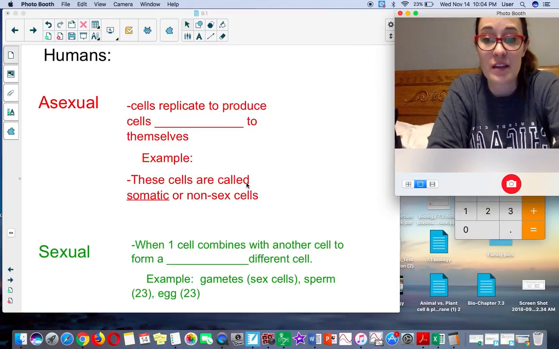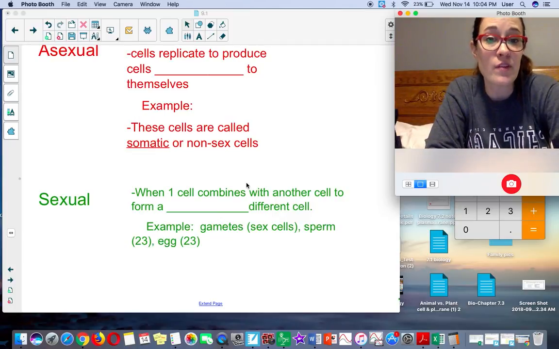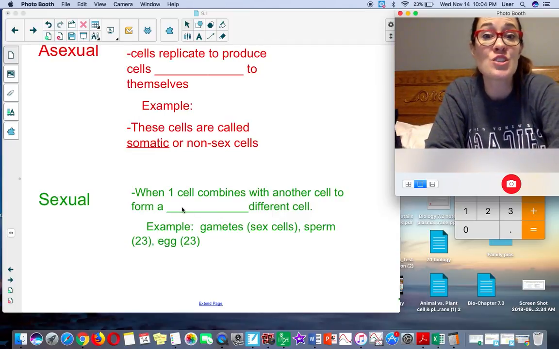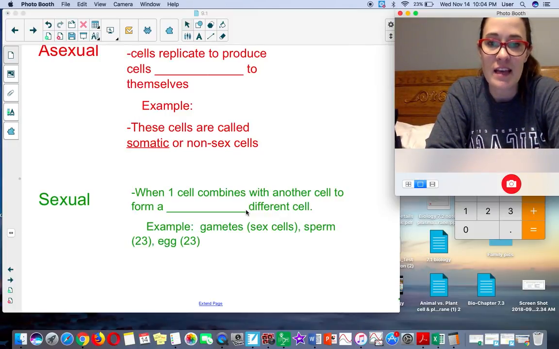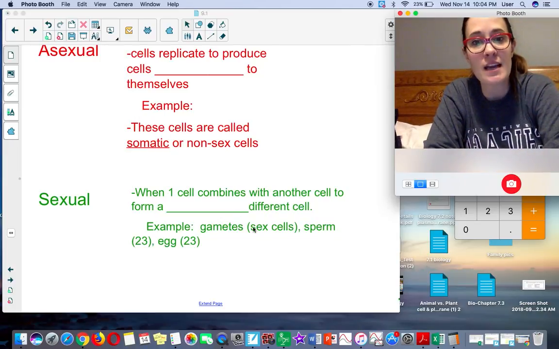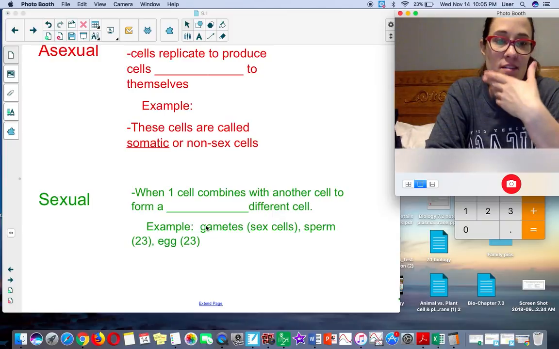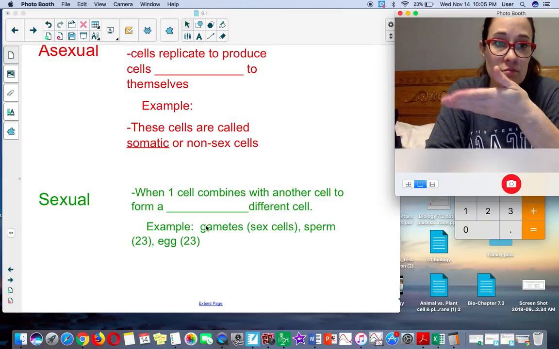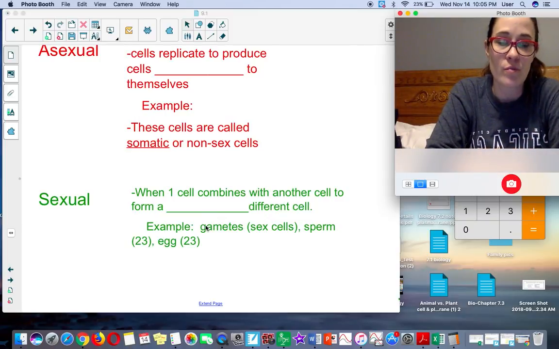asexual reproduction. Sexual reproduction, and we'll talk more about when we get to genetics, is when one cell combines with another cell to form a genetically different cell. For example, sex cells are referred to as gametes. Gametes can either be sperm with 23 chromosomes or egg with 23 chromosomes.